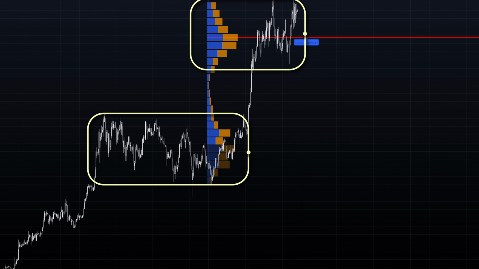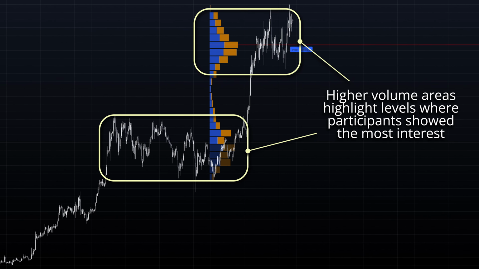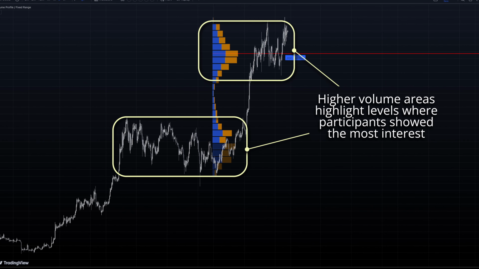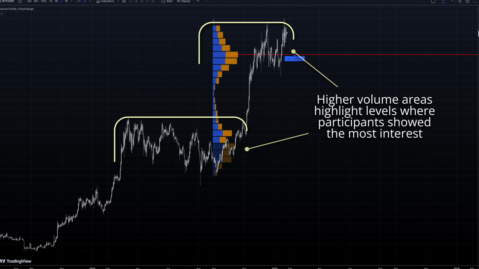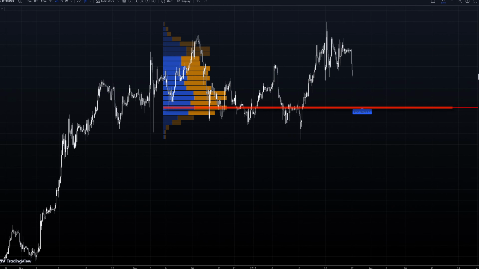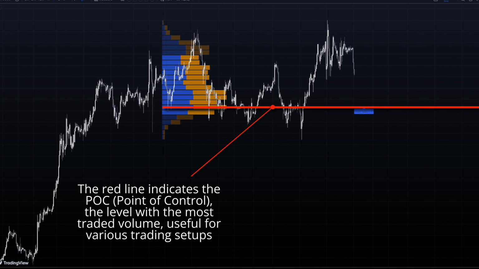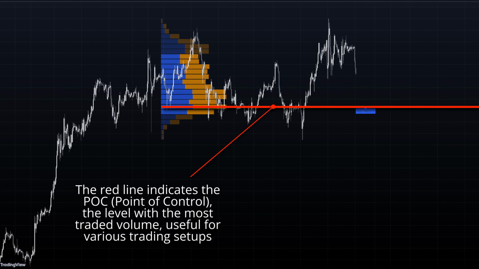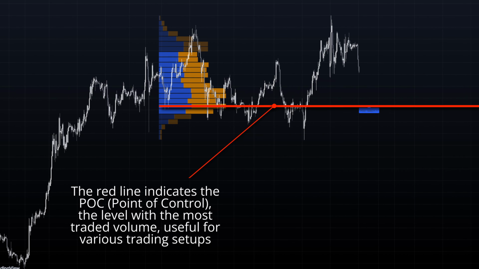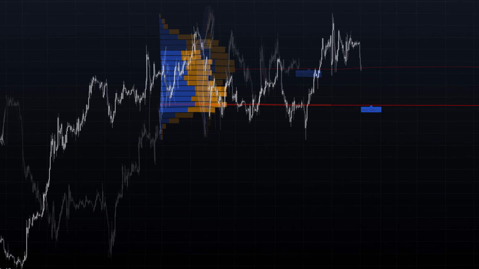This tool divides the range into customizable segments, distinguishing between bullish and bearish activity to show which price levels had significant participation from buyers or sellers. The value area, where a set percentage of total volume is concentrated, default 70%, is also displayed, highlighting key price zones where the market is likely to react. The POC is marked with a customizable line and optional label, indicating the price level with the highest volume within the range. This feature is useful for both trend following and mean reversion strategies.